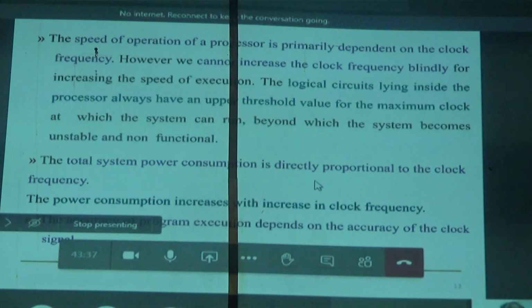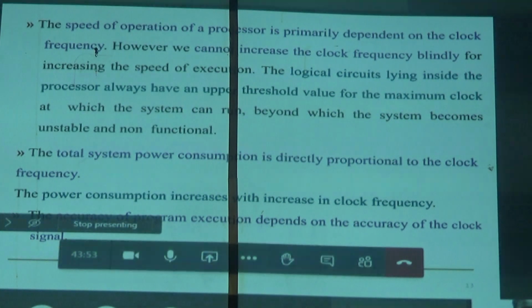The total system power consumption is directly proportional to the clock frequency. This is what I told you. When you increase the clock rate, the performance goes high, meaning more instructions are executed. If more instructions are executed, then internally more power is consumed. That is the reason why we cannot increase the clock rate as and when we need it. The power consumption increases with increase in clock frequency. This is what I told you. The accuracy of program execution depends on the accuracy of the clock signal.